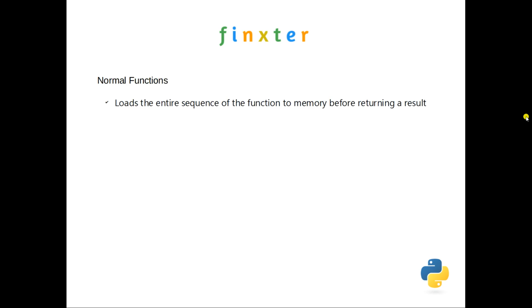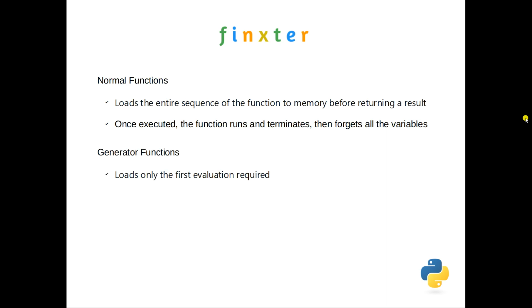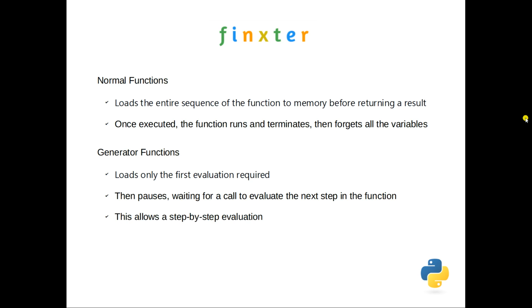So we all know that a normal function loads the entire sequence of the function to memory before returning a result, and once the function is executed, it runs, it terminates, and then forgets all the variables, and it will return the answer that you're seeking from that function to you. That's it, job's done. With a generator function, it will only load the first evaluation that is required, and then it will pause, and it will wait for a call to evaluate the next step in the function. And this allows a step-by-step evaluation of the function, and during that pause stage, all variables and the position in the function are remembered by the Python code.